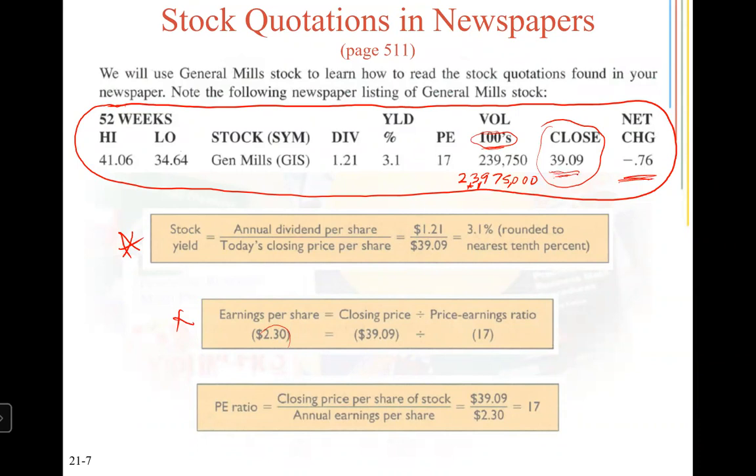Ms. Hill, you could answer that. Subtract the 39.09, subtract 76 cents from it. Okay, so if you subtract 76 cents, what are you going to get? $38.33. 38.33. So you're saying yesterday it was 38.33 and today it is 39.09.